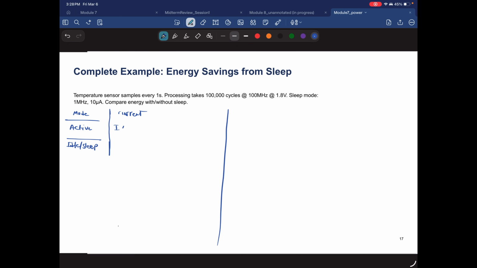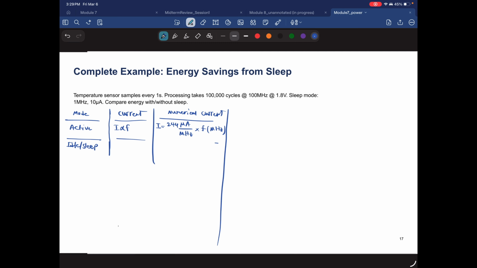You might remember that before we introduced a coefficient called beta, where we said I is equal to beta, which was the 244 microamp over megahertz, multiplied by the frequency in megahertz. This was a typical number, 244 for STM32 when it was active. So this is the numerical current.